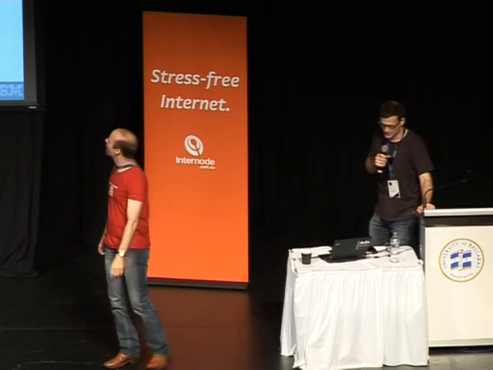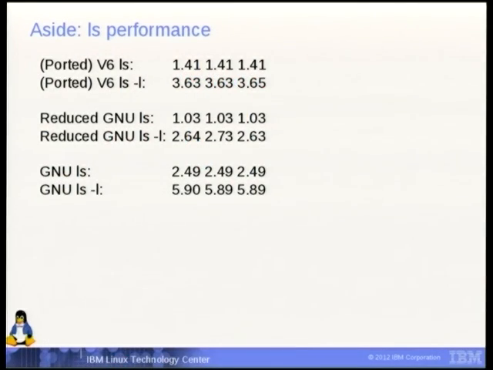So, performance. Features. We do all this stuff and we looked at performance. Here is our forward ported LS and LS -L on the 500,000 directory entries, and here's our reduced versions. Now interestingly, even though we haven't ripped out any of the options these tests are using, we're still way faster than the straight GNU LS and GNU LS -L.